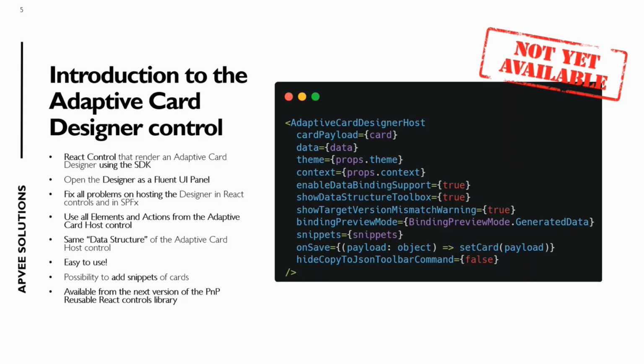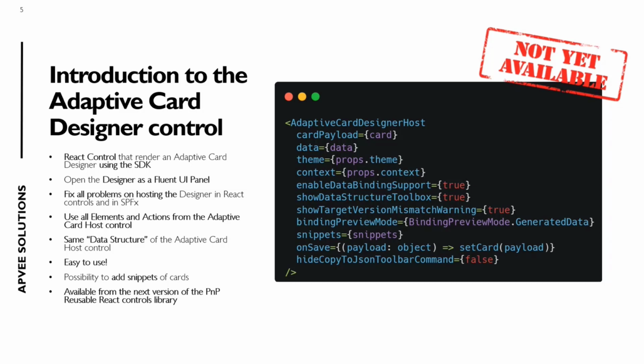So now it's time for the adaptive card designer control. This control at this moment is not available. It will be available in the next version, I hope, of the PnP Reusable React controls. It's not available because I spent a lot of time to understand how to put the standard designer, by using the SDK, inside a React control. I fixed a lot of problems on hosting this designer inside a React control, and I refactored the previous adaptive card host control to share more code from that control to this adaptive card designer control.